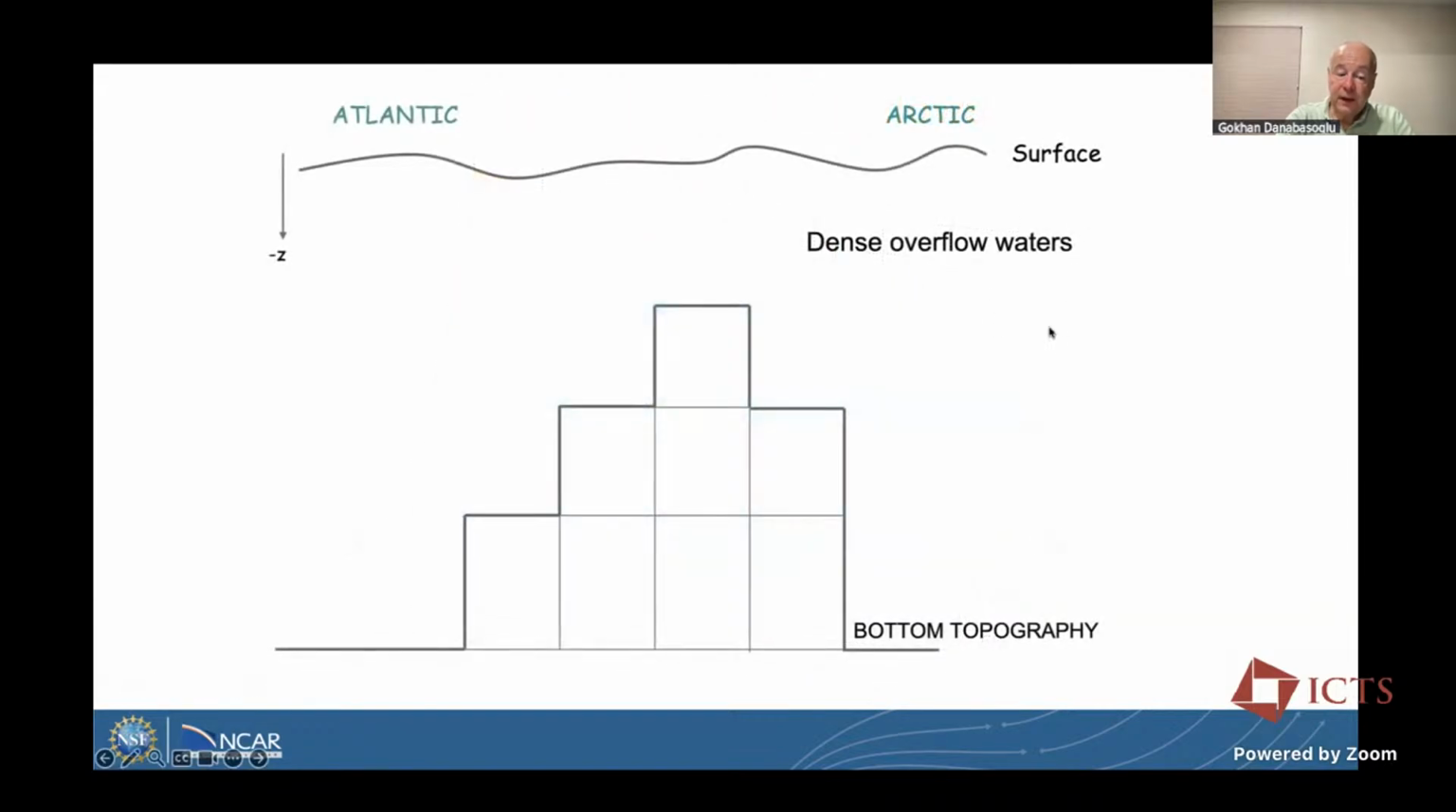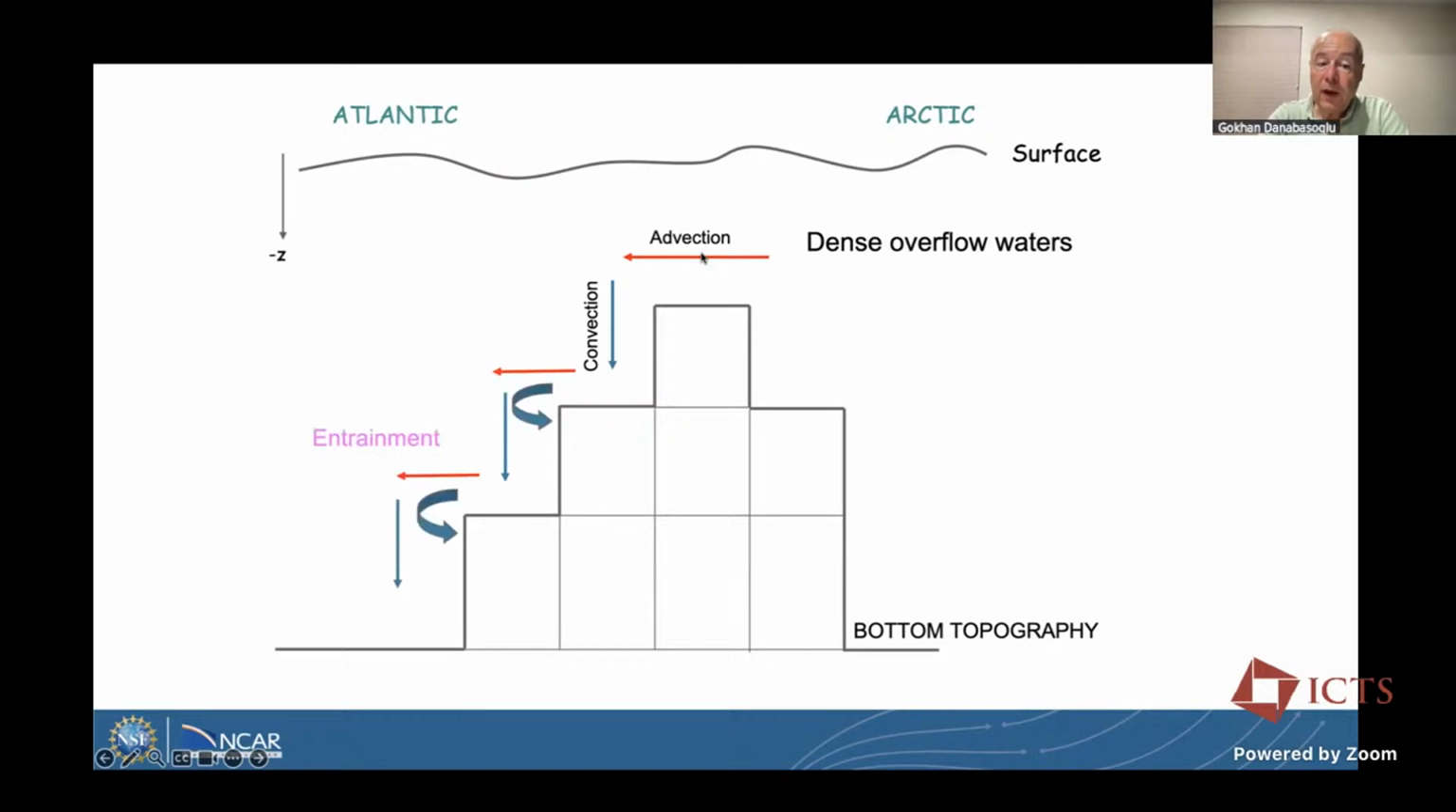So we end up in a z-coordinate model, a level coordinate model. This is the bottom topography. This is the Atlantic, this is the Arctic. The surface is shown here. We have the Nordic Sea side where the dense water sits. In a regular z-coordinate model, for this upper dense water to come down all the way to the Atlantic side, it has to go through an advection, convection, advection, convection cycle. That introduces really spurious entrainment, and the water gets diluted. Instead of going all the way to the bottom, it ends up staying at intermediate depths, and that's not what we want. That's a major issue with level coordinate models.